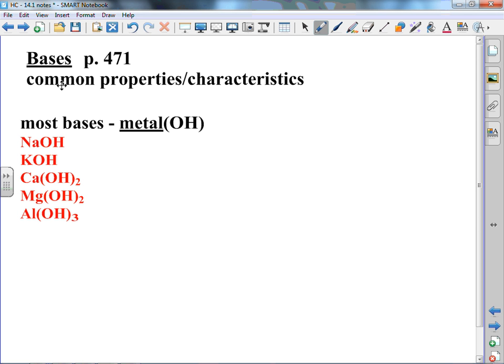Now, as far as bases, what chemicals are most bases? Most bases are metal hydroxides. Remember, OH is the hydroxide ion. So these are all bases: NaOH, KOH, calcium hydroxide, magnesium hydroxide, and aluminum hydroxide. Those are 5 very, very common bases.